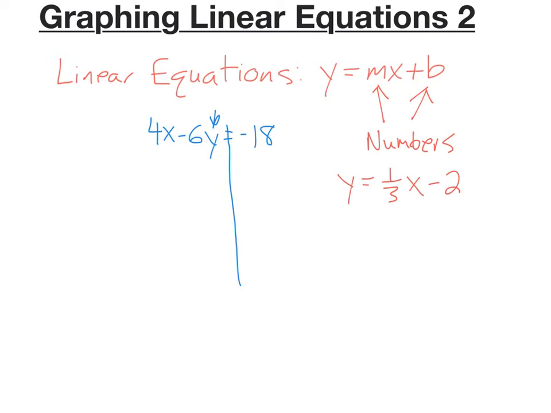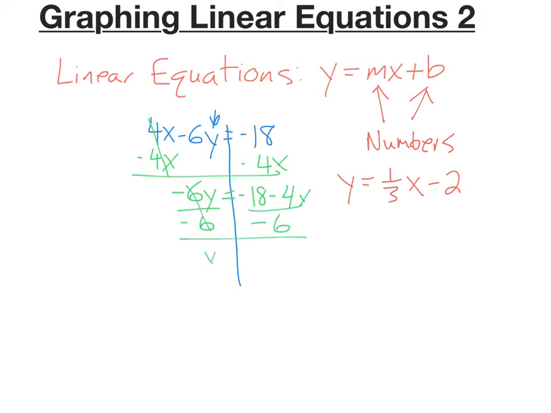I can subtract 4x to start, minus 4x, minus 4x. We'll get 0 over here. We'll have -6y left. We'll have -18 minus 4x. We can't combine those two. And then we can divide by -6. Divide by -6. Here we get y equals, now we can think about this as -18 over -6.